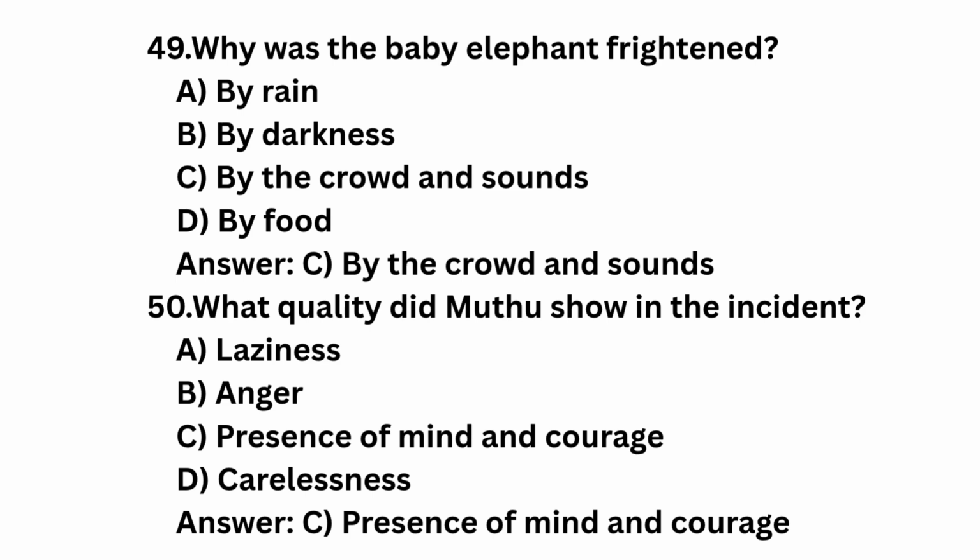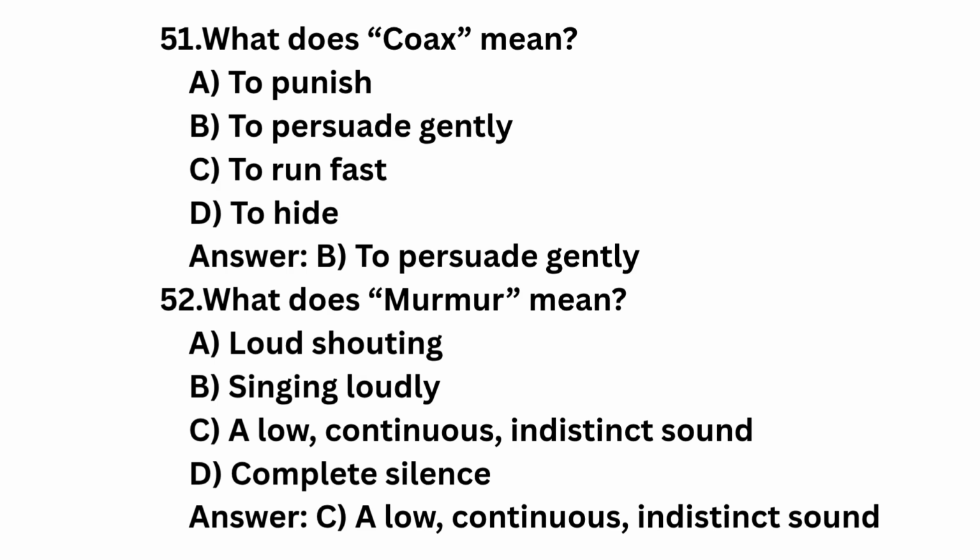What quality did Muthu show in the incident? Laziness, anger, presence of mind and courage, carelessness. Answer: presence of mind and courage. What does coax mean? To punish, to pursue gently, to run fast, to hide. Answer: to pursue gently. What does murmur mean? Loud shouting, singing loudly, a low, continuous, indistinct sound, complete silence. Answer: a low, continuous, indistinct sound.